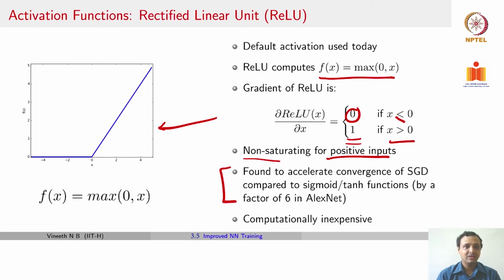In other words, convergence happened 6 times faster using a ReLU activation function as compared to using a sigmoid or a tanh activation function. It's computationally very cheap. All that you need to do in an implementation is threshold and just move on. If it is greater than 0, just take the value and move on. If it is less than 0, set it to 0 and move on.